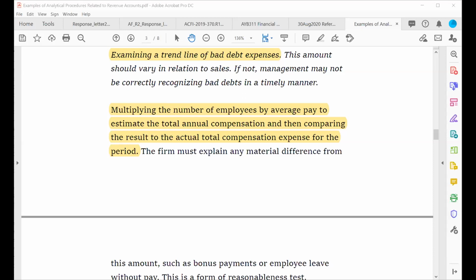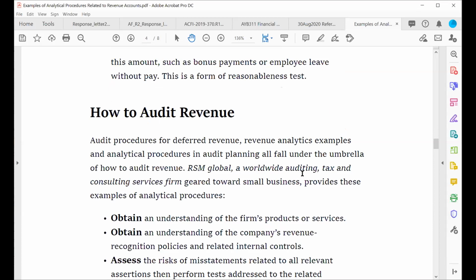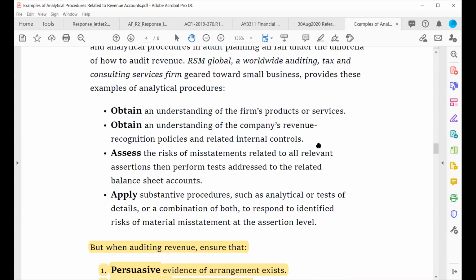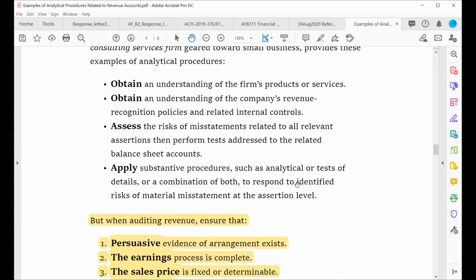So when we are doing the audit, there are some simple procedures we can do. So first, we have done this part.